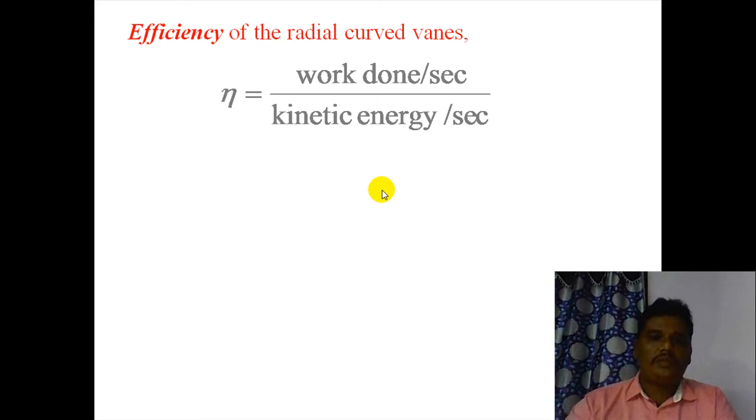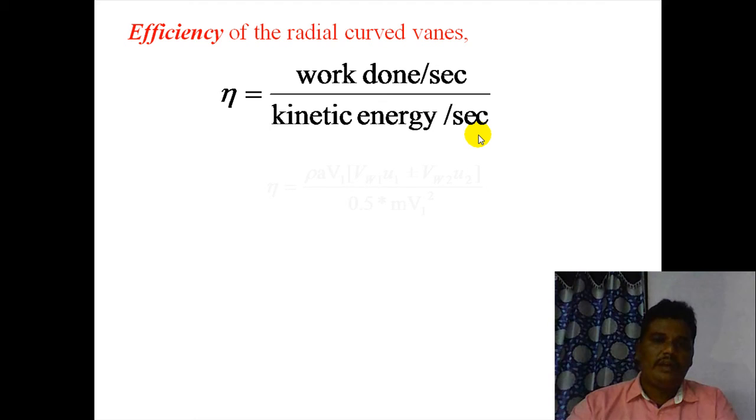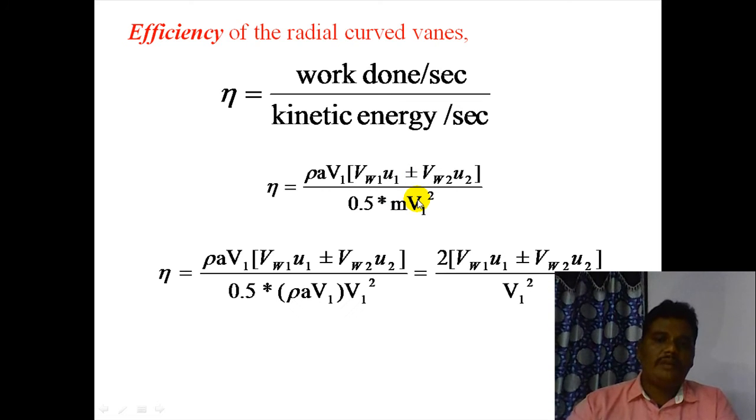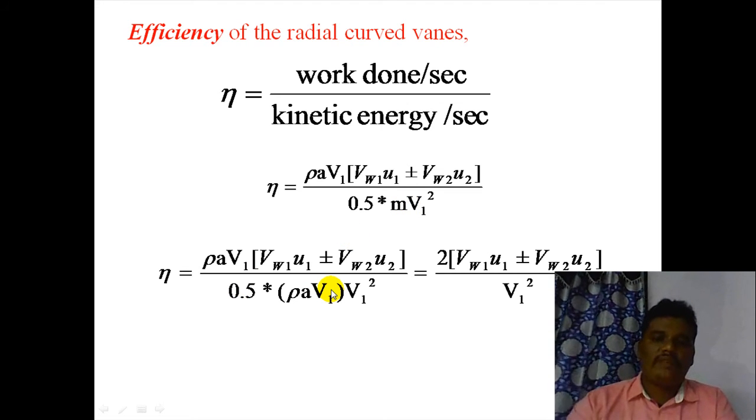The efficiency of a curved vane, eta, is equal to work done per second divided by kinetic energy per second. Eta is equal to rho a v1 multiplied by (Vw1 u1 plus or minus Vw2 u2) in the numerator. Kinetic energy per second is 0.5 multiplied by mass per second multiplied by v1 squared. The numerator has no change. The mass of water striking per second is rho a v1, from the continuity equation, so the denominator is 0.5 rho a v1 multiplied by v1 squared.